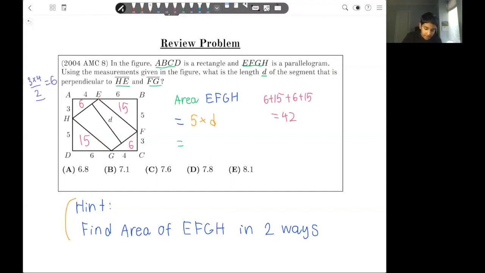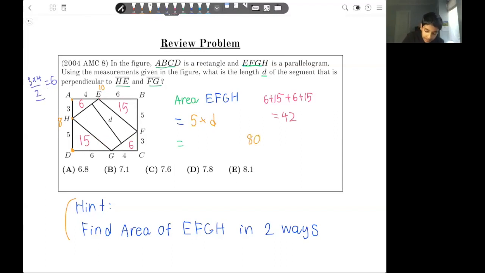Okay, so if the sum of the areas of all the triangles is 42, what is the area of the whole rectangle? The area of the whole rectangle is just the base times the height. The base is going to be 10, 4 plus 6: AE is 4, and EB is 6. And this height is going to be 8, since AH is 3 and HD is 5. So AD is 8, AB is 10. The area of the rectangle is 8 times 10, or 80.